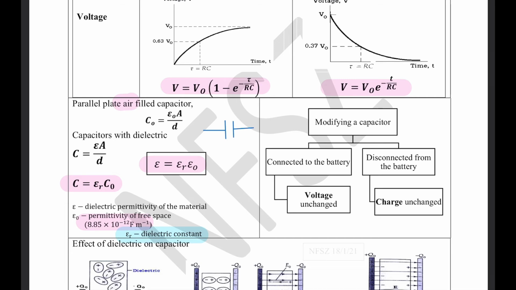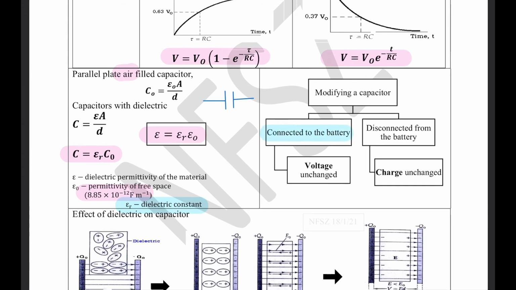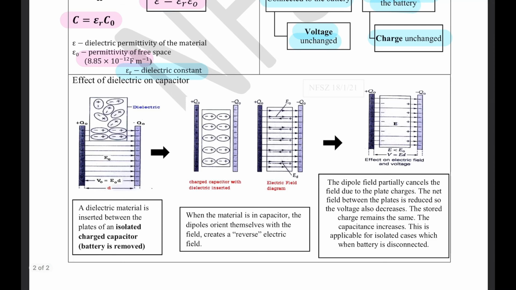Okay, so kat sini dia kata modifying a capacitor, kita nak make some changes to the capacitor. Contohnya ada capacitor awak is connected to a battery. Okay, bila connected to the battery, maksudnya voltage dia akan unchanged. Voltage across the capacitor akan sama dengan voltage from the battery lah. Bila disconnected from the battery, charge you akan unchanged. So ini kita akan panggil isolated capacitor. Kita remove battery. So charge dia akan constant.